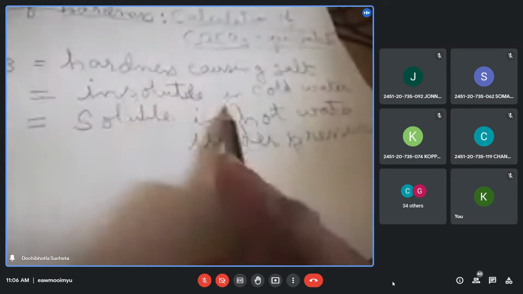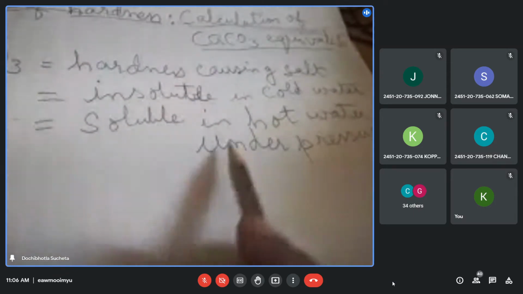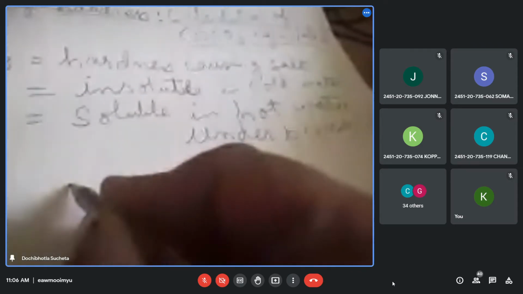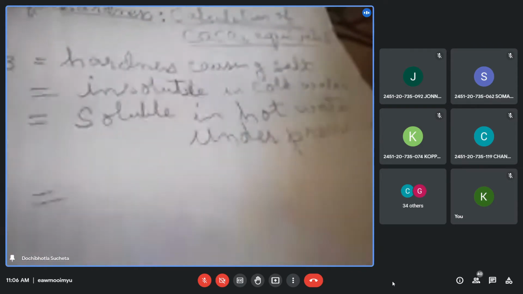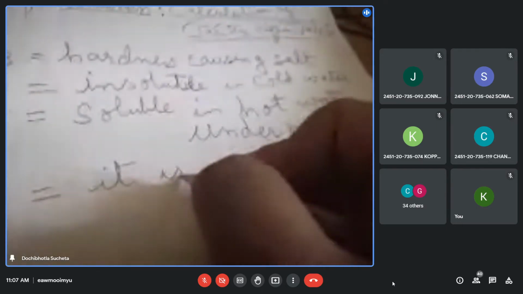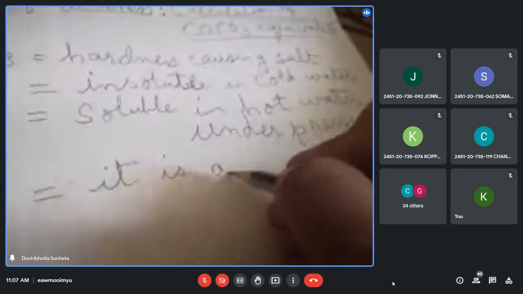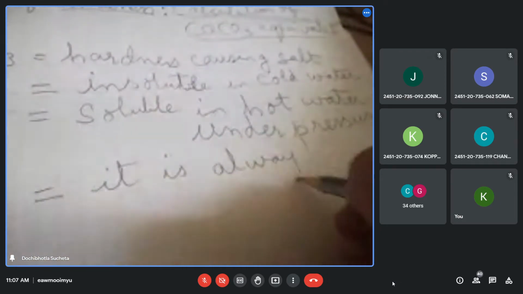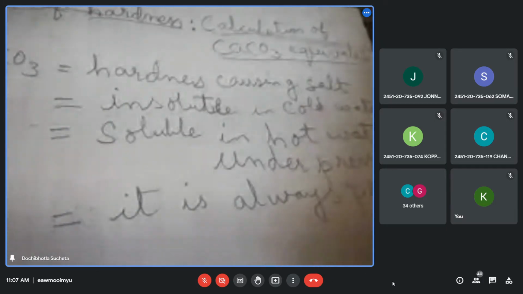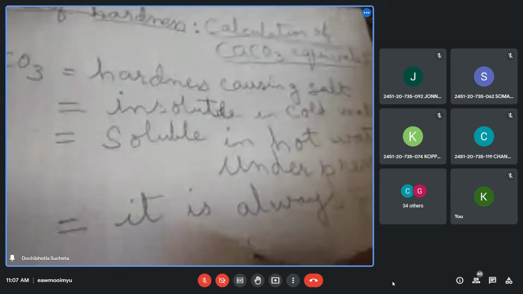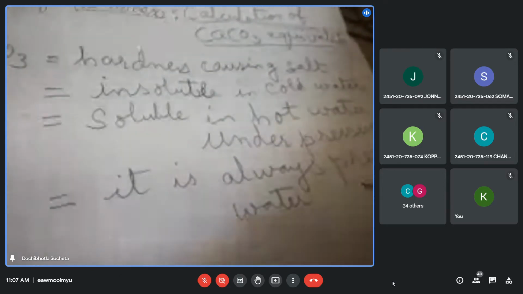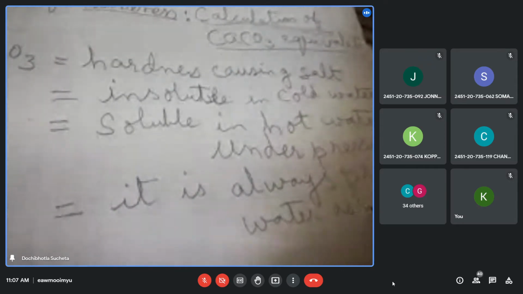So when it is insoluble in cold water and soluble in hot water, why should I think about it? I need to think about it because it is always present in water as an insoluble salt.